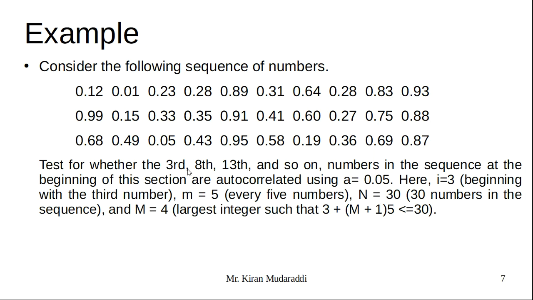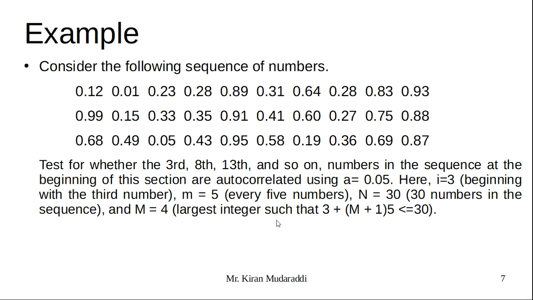Test whether the third, 8th, 13th and so on numbers in the sequence at the beginning of this section are correlated, using alpha value equal to 0.05. Here, the beginning number is i, where i stands for the initial number, that is my third number, 3. The difference between the third, 8th and 13th is m, the constant between one number and another, that is 5 for every 5 numbers.